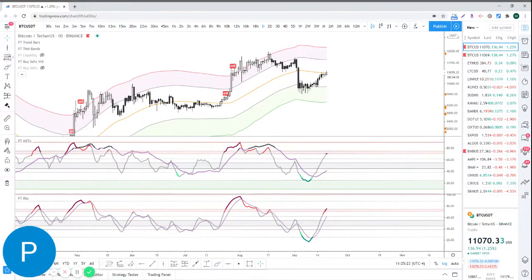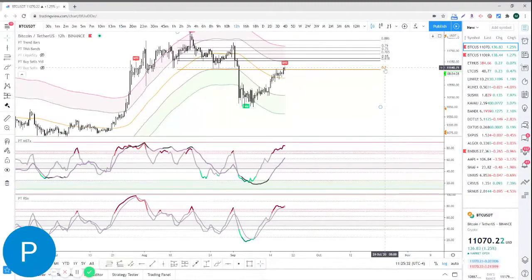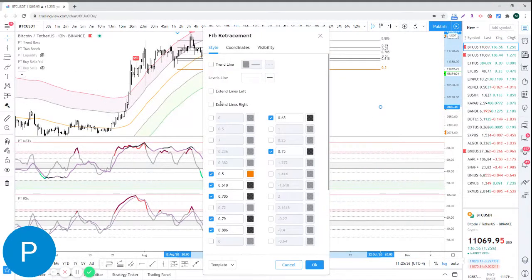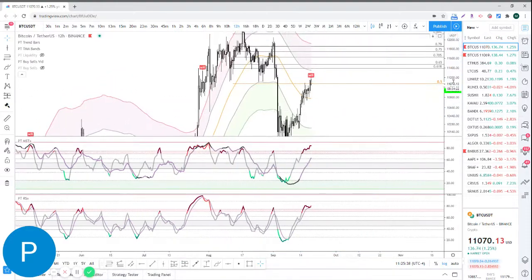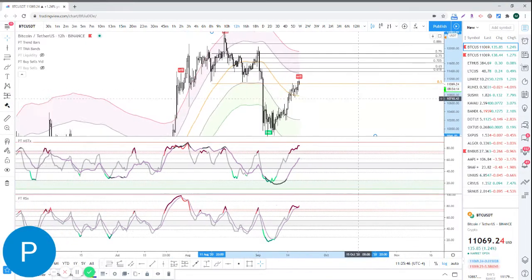Let's throw some fibs on it to see exactly where we are. We should be at the, I don't know if it's the 0.5 or the, yeah, we're at the 0.5. It's a decent short. It's actually a pretty decent short. Not gonna lie to you guys. Yeah, not bad. Not bad at all. I like it.